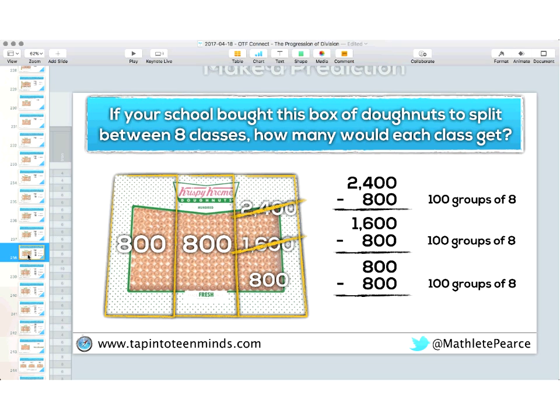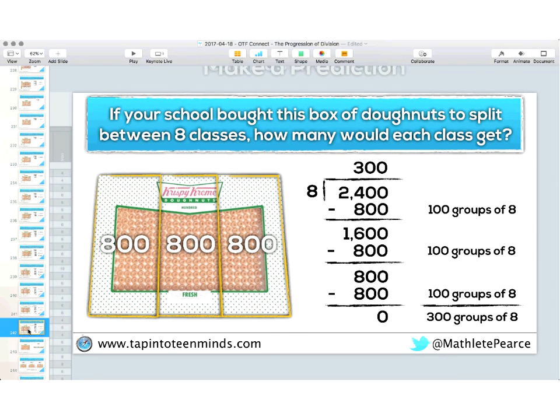Actually, let me back it up just slightly. When I get to this point here, when I repeatedly subtract 800 donuts or 100 groups of 8, what I realize is that I, again, get very close to the standard algorithm. The only difference is that I now just have to add up how many groups of 8 I've taken out, which is 300, and I just have to add my little fancy notation up at the top. And now what I have is that flexible division algorithm once again working for me.